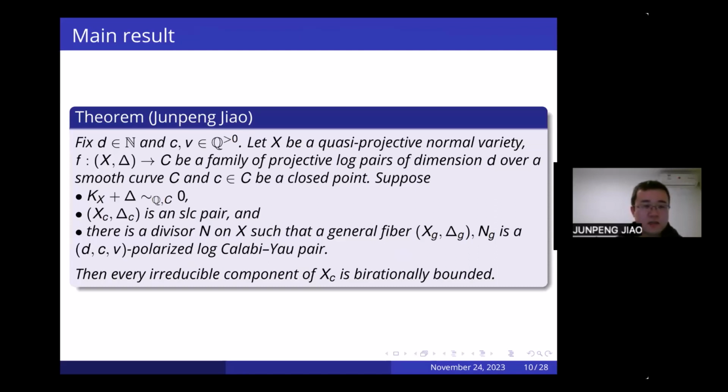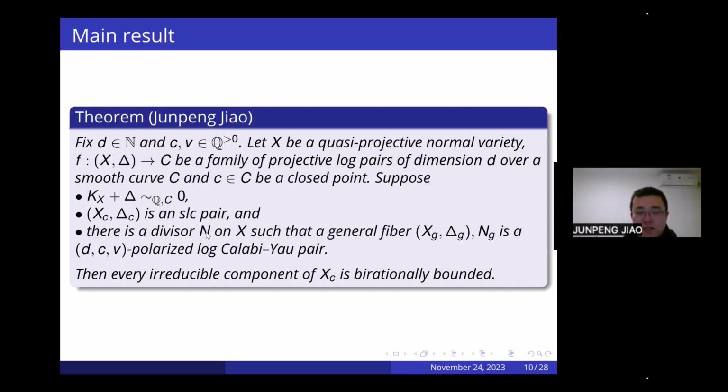Now, this is the main result. The main result is: fix dimension D, fixed coefficient set C, and the volume V. Let X be a quasi-projective normal variety, and X, Delta to C be a family of projective log pairs of dimension D over a smooth curve, and C be a closed point. Suppose K_X plus Delta is relatively trivial, and suppose the special fiber is an SLC pair.